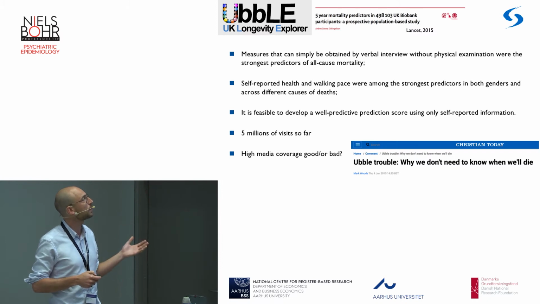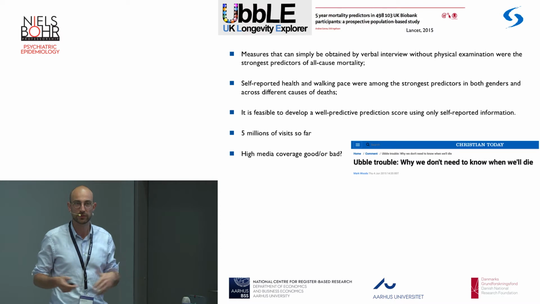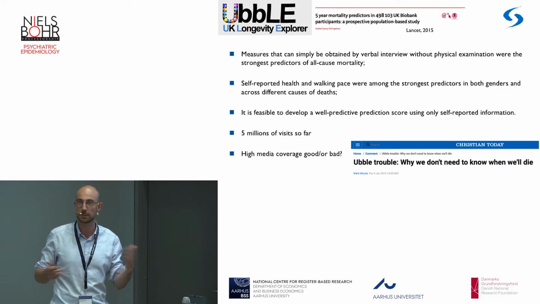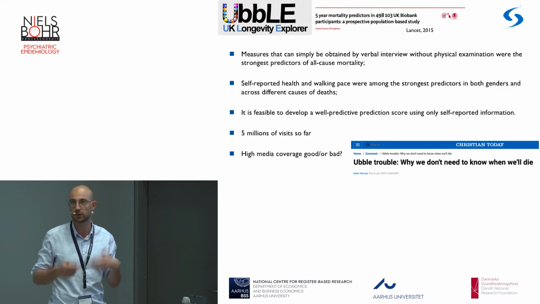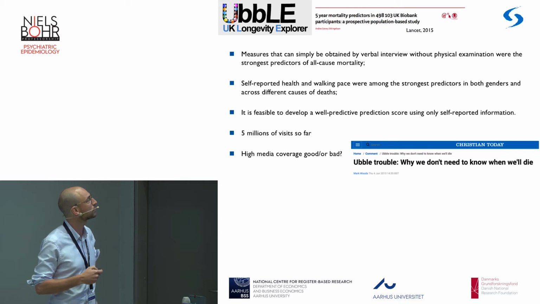I think the main take-home message was that these measures that can be obtained by verbal interview were the strongest predictors of all-cause mortality. Remember, we have some of the things everyone is interested in, like BMI, systolic blood pressure, biological markers. They don't predict as well as a question like how do you rate your overall health. So take-home message, those things work quite well in terms of prediction. You can develop a 5-year score.